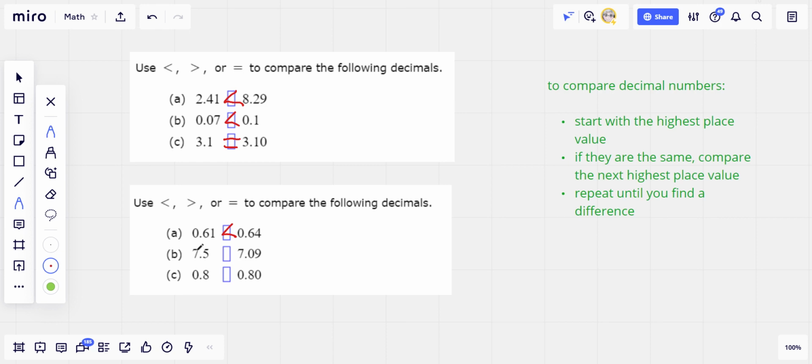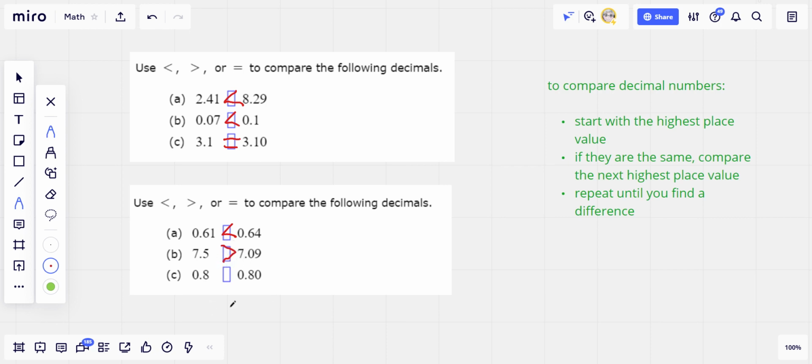All right, so here we have a 7 in the ones place and a 7 in the ones place. So we go down one more place to the tenths. Here we have a 5, and here we have a 0. 5 is greater than 0. It doesn't matter that there's a 9 after that. Those are 9 hundredths. They're tiny compared to the tenths. So 5 is greater than 0, so we put a greater than sign there.